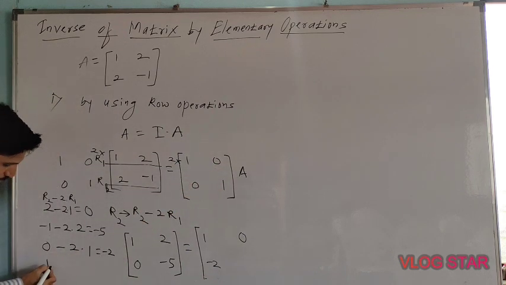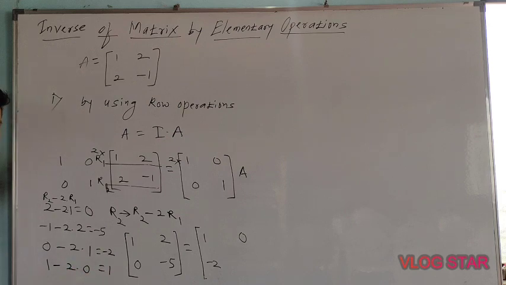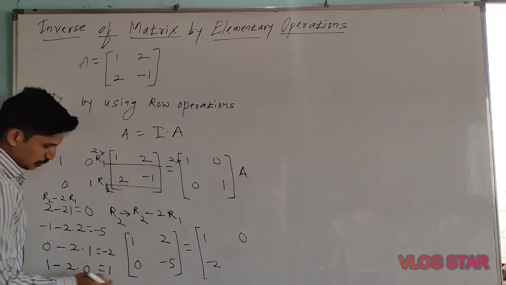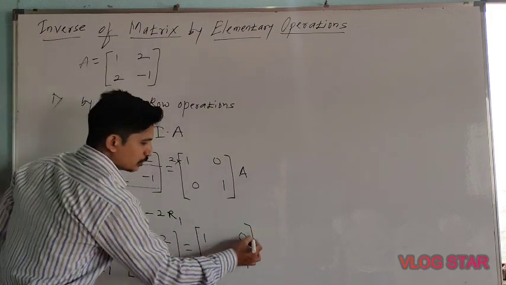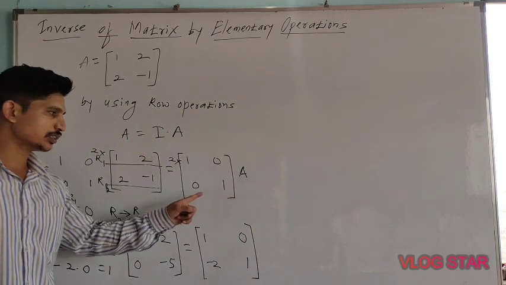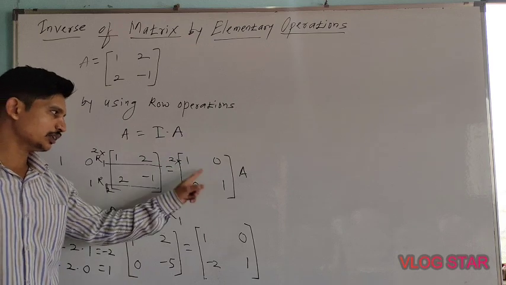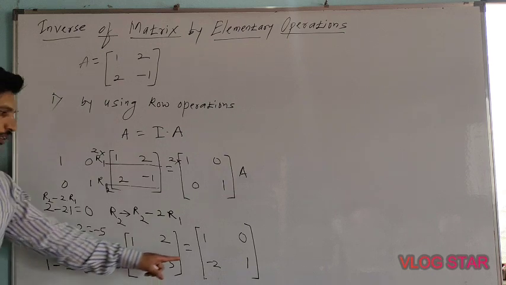So 1 minus 2 into 0 is what? 1 minus 0 is a 1. So 1 minus 2 into 0 is 1, so here will come 1. So I changed row number 2 by applying the operation row 2 minus 2 into row 1. I did that here, so here 1 will come.